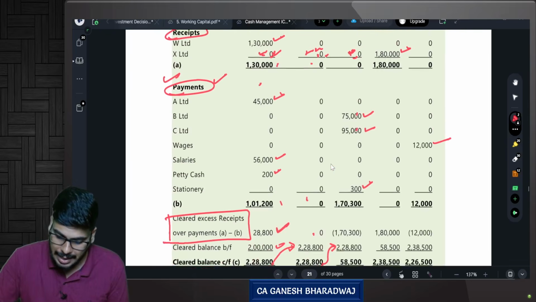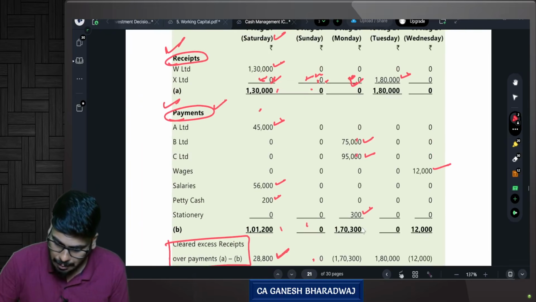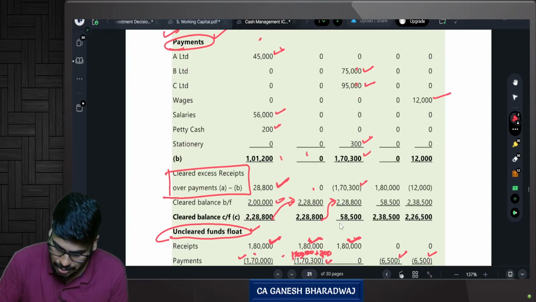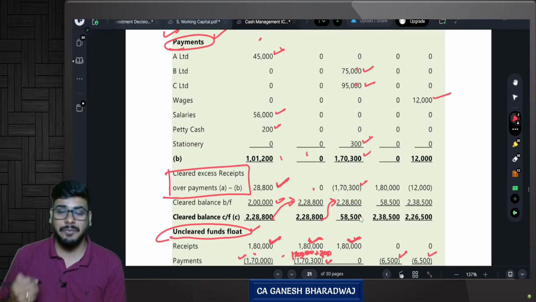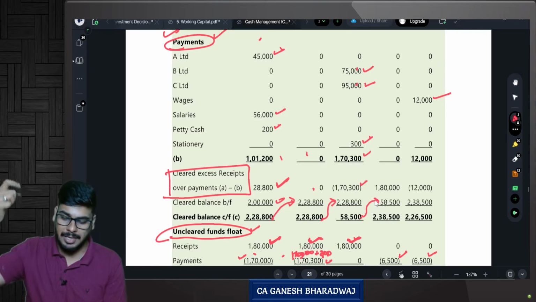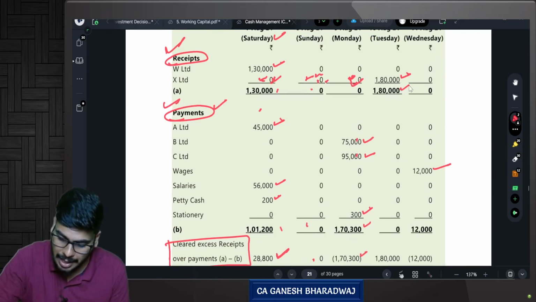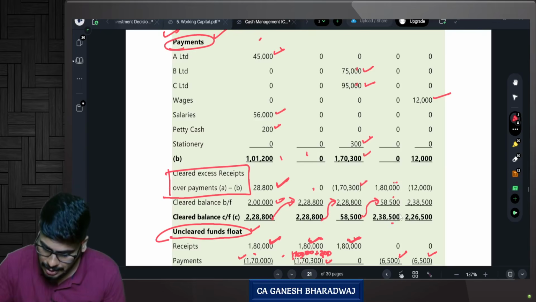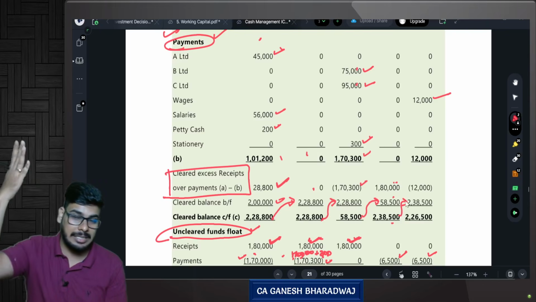Yes. In the next day, what happened? There were no receipts, but there was only a payment of 1,70,300. So minus 1,70,300. The closing balance will be 58,500. This 58,500 becomes the opening balance for the next day. In the next day, if you see, there is only a receipt and no payment, to the extent of 1,80,000. So 1,80,000 plus 58,500. The closing balance for the next day is going to be 2,38,500. This becomes the opening balance for the last day, 11th August.